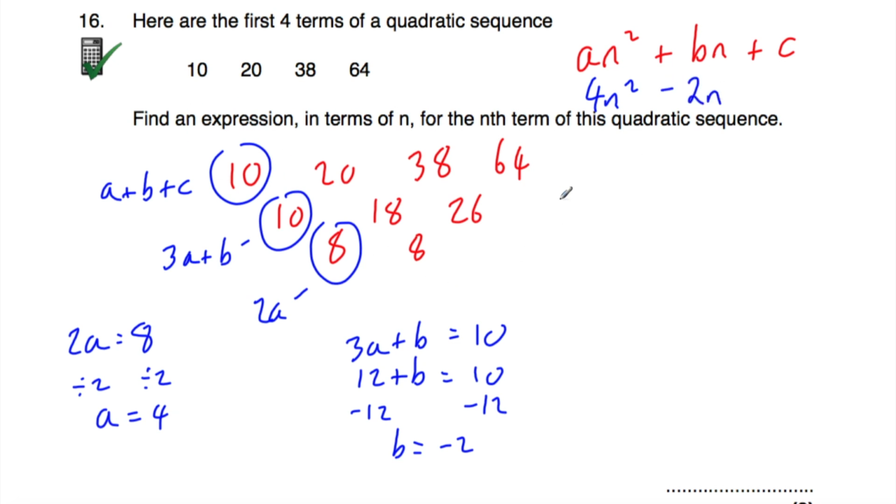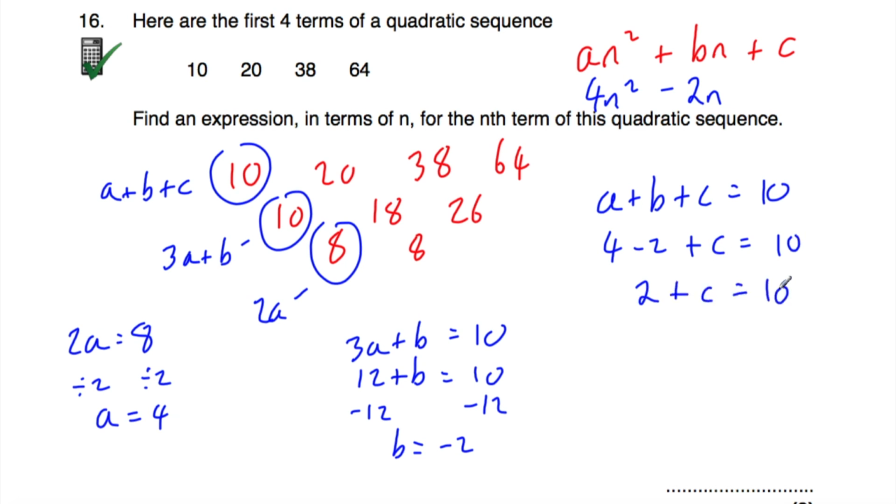And finally, the first term in the sequence is equal to 10, so that's a plus b plus c, so a plus b plus c is equal to 10. And a is equal to 4, so we've got 4, and then we've got plus b. B is minus 2, so instead of writing plus minus 2, I'm just going to write minus 2. And then we've got plus c, and that's equal to 10. Now, 4 take away 2 is equal to 2, and then we've got plus c, and that's equal to 10. Now, we want to find out what c is, so we're going to take away 2 and take away 2, and we get that c is equal to 8.